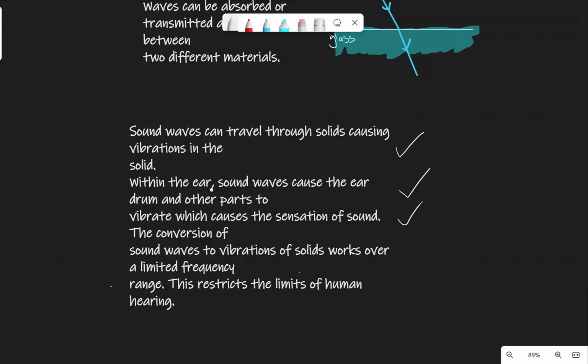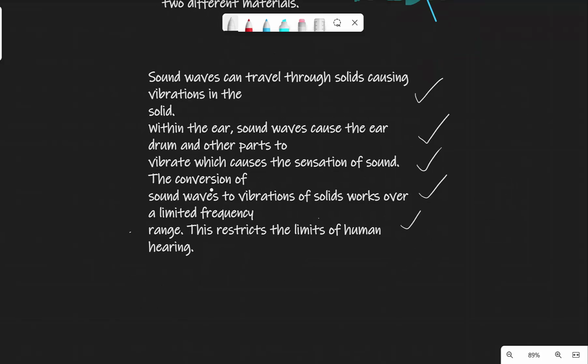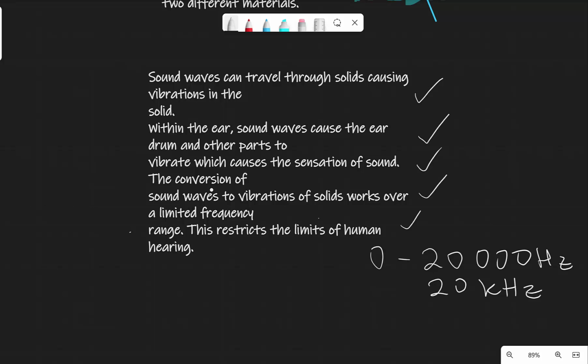Now, the conversion of those vibrations of the air particles, which is sound, to the vibrations in your eardrums can only happen over a limited frequency range, and this is what actually restricts the limits of human hearing. So most humans can only hear somewhere between 0 and 20,000 hertz. You might come across this written down as 20 kilohertz. If you are asked in an exam question to discuss sound waves, this answer here will always give you full marks if the question is asking you about this.